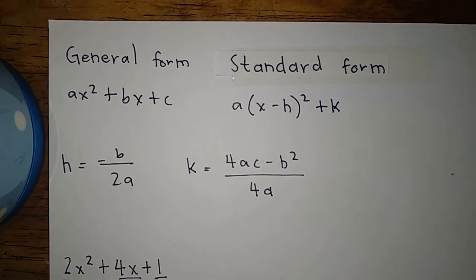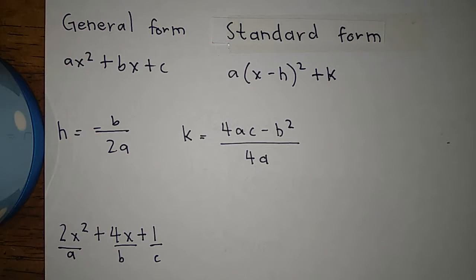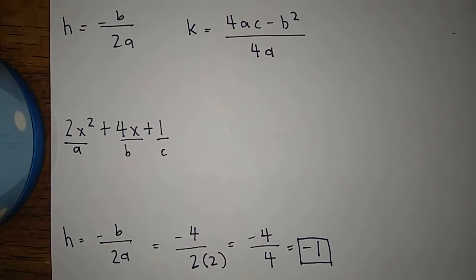2x squared plus 4x plus 1. So as we can see, the value of a, b, and c is already highlighted because the actual given itself is already on its general form. So now that we have our general form, it's time to try and solve for the value of h, which has the formula of negative b over 2a.